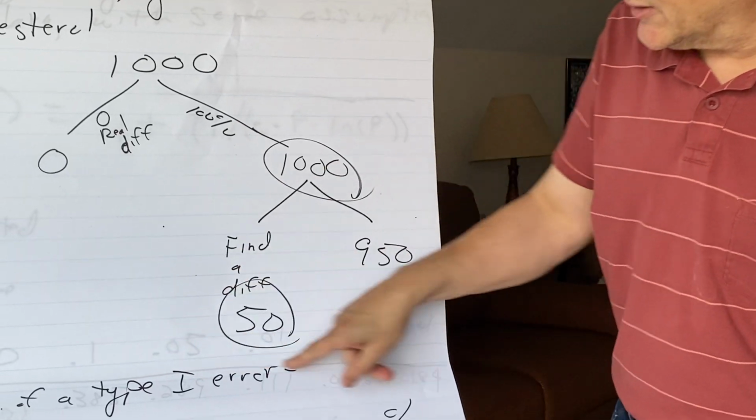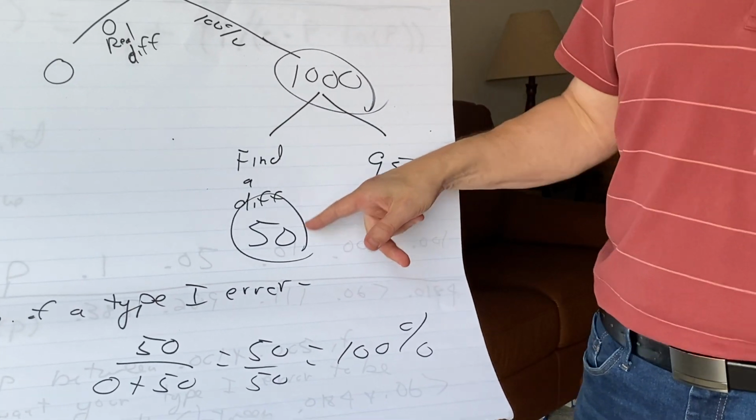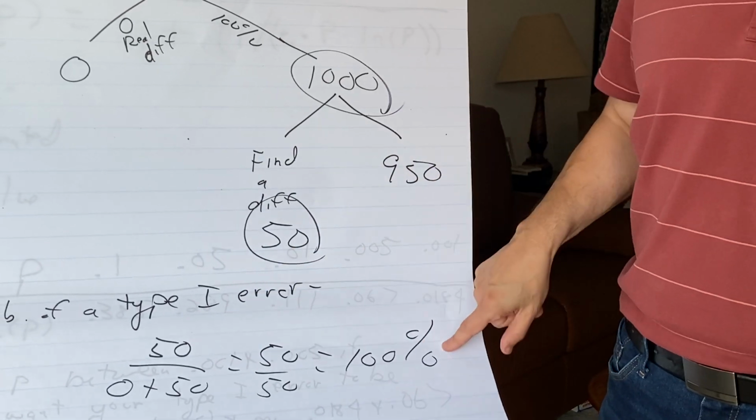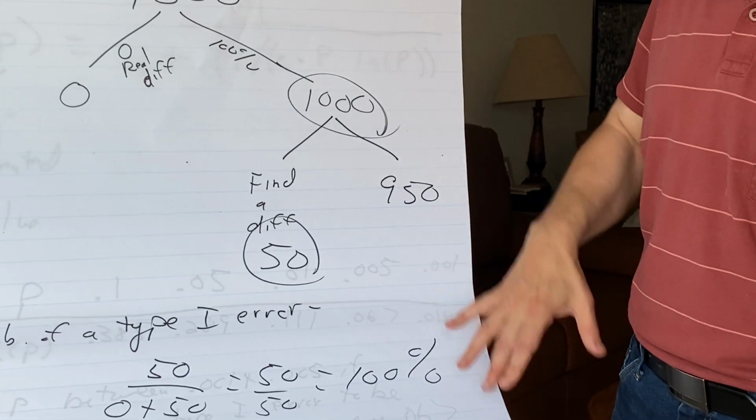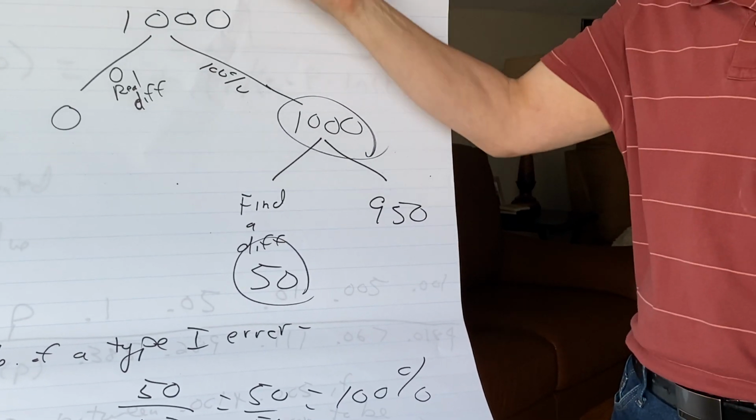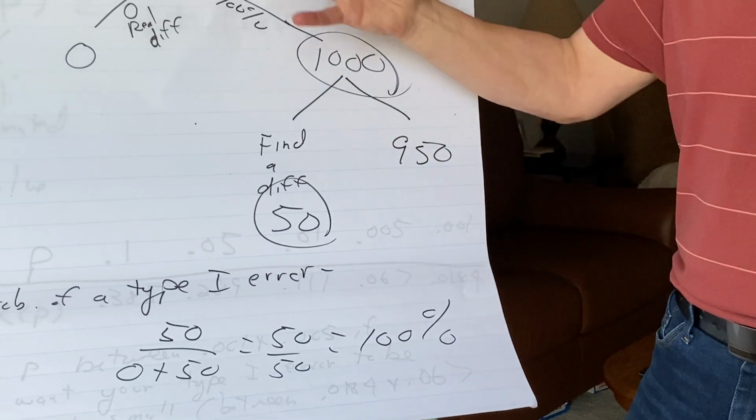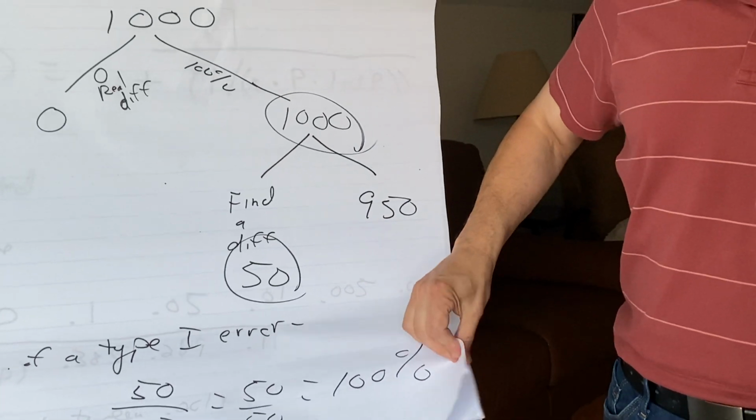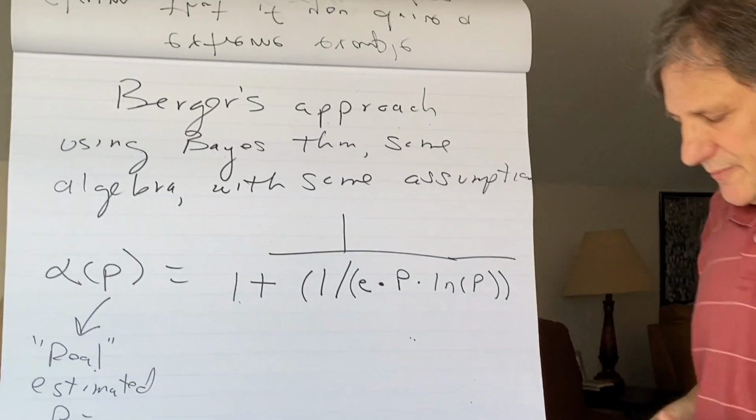What's the probability of a type 1 error? There were 50 times you found a difference, and all 50 times you erroneously found a difference. That's 100% of the time. You made a type 1 error 100% of the time. Obviously, this is an extreme example, right? It's not going to be 100%, but this should bear out how the numerators and denominators work towards driving that type 1 error. Okay, what to do?